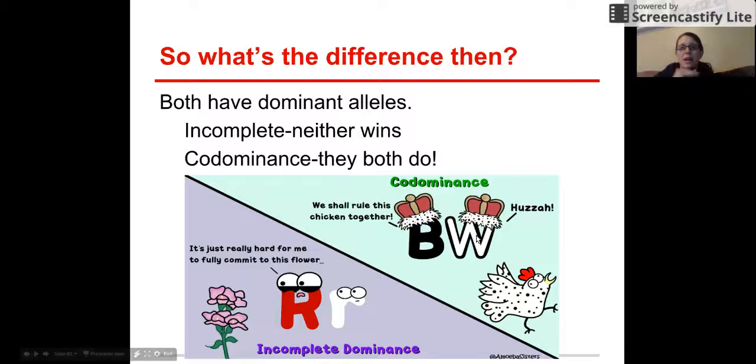They're both seen, but they don't dominate each other. So there's no real recessive there. Okay. So you guys have to remember, in incomplete, they mix together to make a new phenotype. In codominance, they both work at the same time to make a new phenotype.